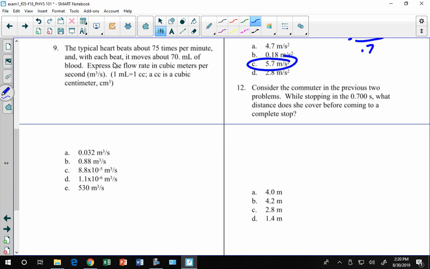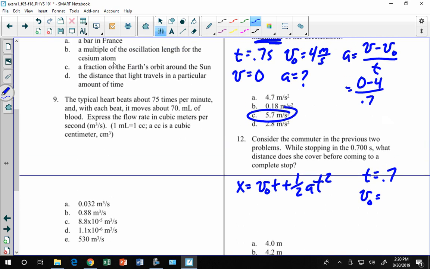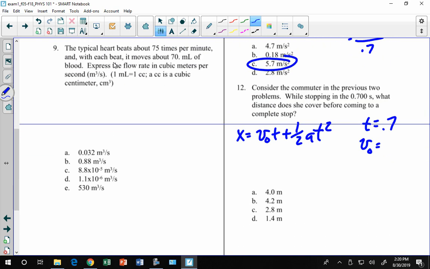So I'm looking for the distance. This is v naught t plus 1/2 a t squared. I know some of these values. I know t is 0.7. I know v naught was 4 meters per second. And I know the acceleration. I just found that, 5.7 meters per second squared. And so I can find the x position she has, or the distance that she covers.